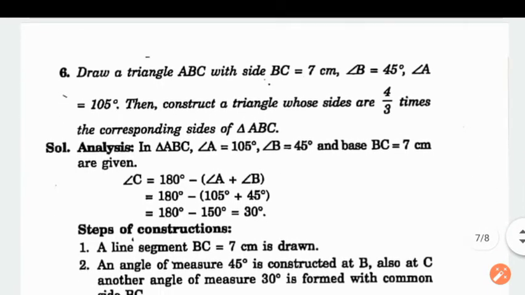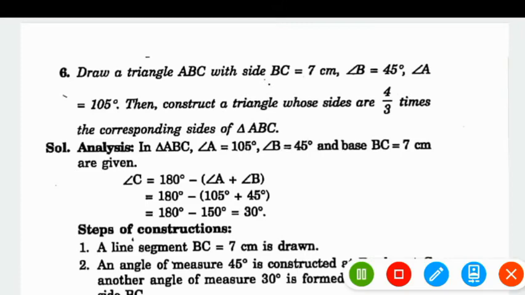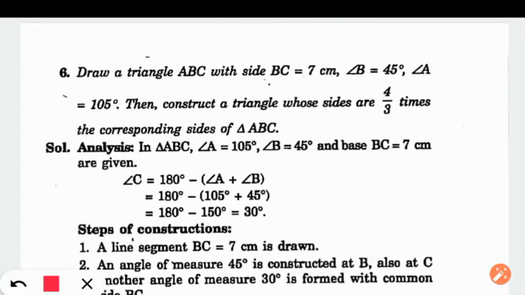So let's do the next sum. Here we have question number 6. So in question number 6 what do we have? Draw a triangle ABC with side BC 7 cm. Two angles are given, angle B 45 degree, angle A 105 degree. Then construct a triangle whose sides are 4 by 3 times the corresponding sides of triangle ABC.